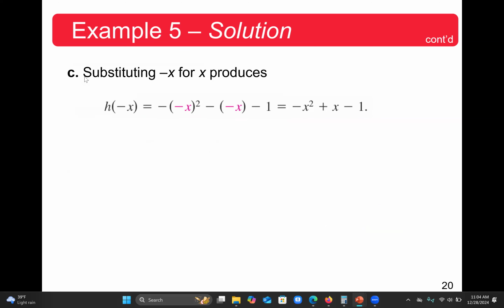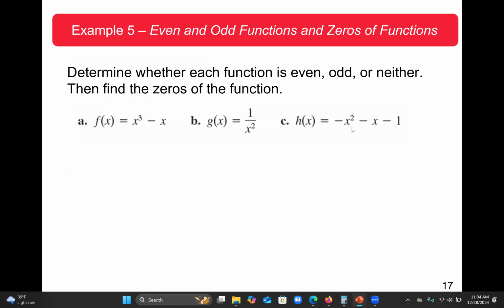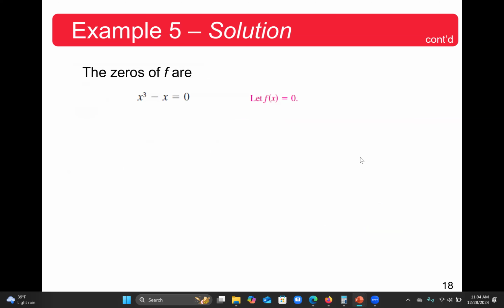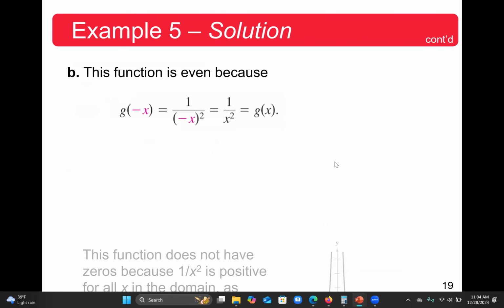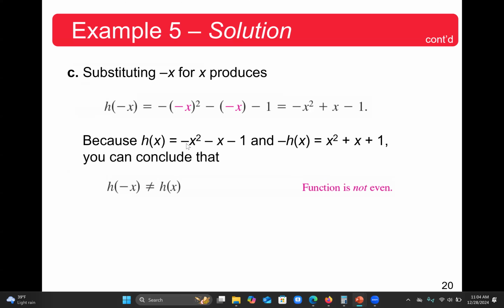Now let's look at the c. Again, we have our function, let's go to the function. So c gives negative x squared minus x minus 1. Anywhere we see x, we substitute negative x and test it. So x becomes negative x here also. Negative x squared will give me positive, so this changes to negative for me. Negative times negative is positive, and then we have negative 1. So here, because h at x is negative x squared minus x minus 1, negative h at x should give me x squared plus x plus 1.